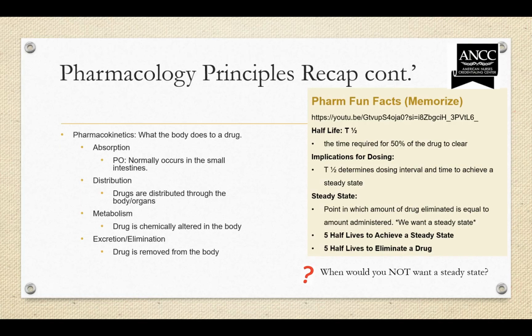Now, when might you not want to achieve a steady state? Like if you're giving someone morphine for pain, you absolutely do not want to achieve a steady state, right? Particularly if it's acute pain, because you don't want them to overdose and you don't want to have a person having so much morphine in the system.